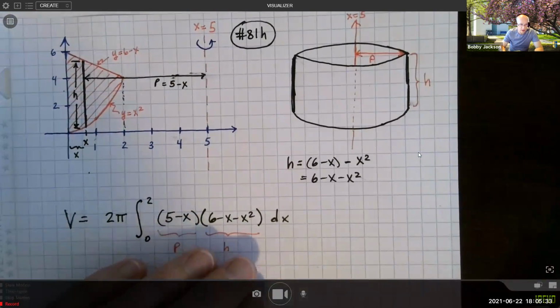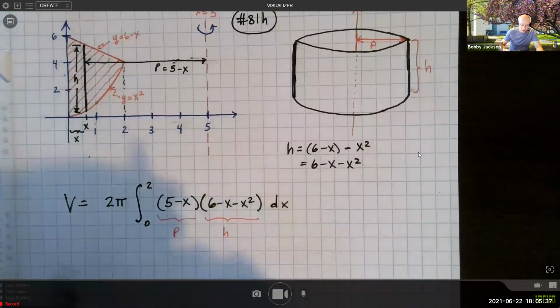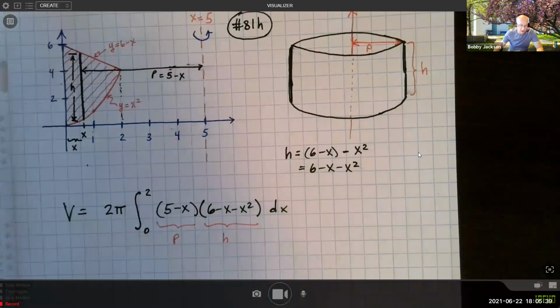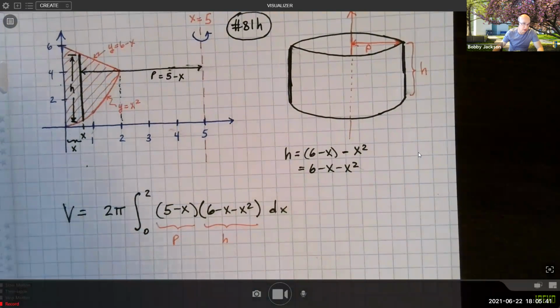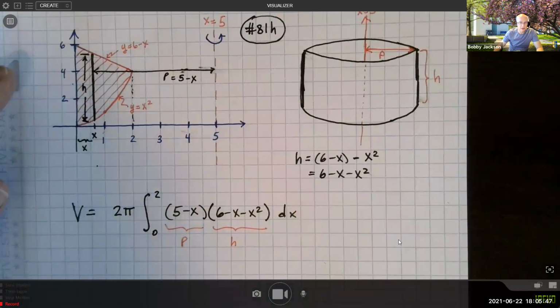In this problem, you're not asked to evaluate these integrals, so don't take the time to do that. If you want to use your calculator to approximate it, that's fine. As a check, that would be a good idea. You're getting volume, so you would expect to get a positive value here. So hopefully this helps in setting this one up.